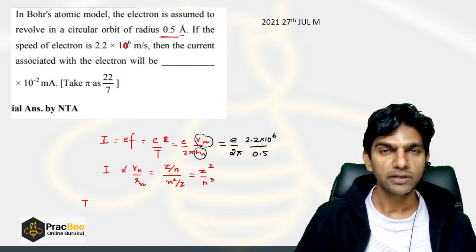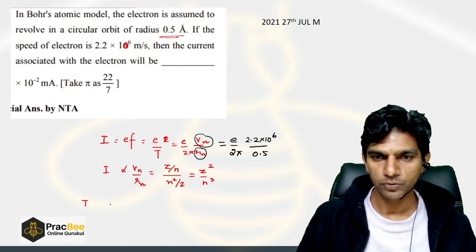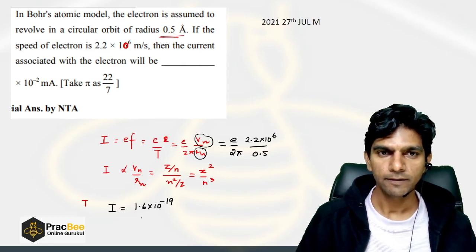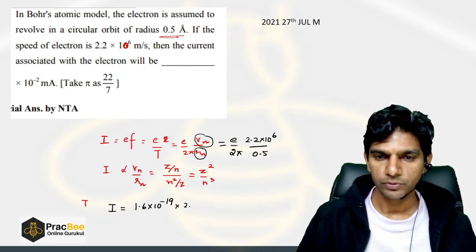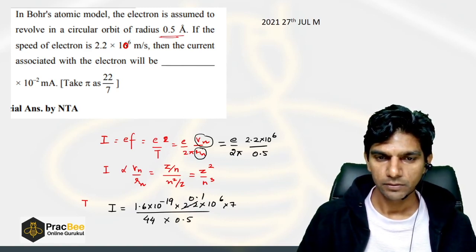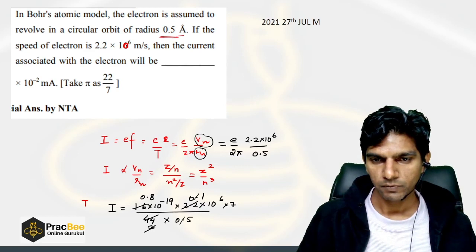Okay, right. So can you see there is a 2.2? So we can write pi as 22 by 7. So let us again calculate this. So 1.6 into 10 raised to power minus 19 times 2.2 into 10 raised to power 6. And this will be 44 by 7 times 0.5. So this will be 0.1. So this will be 2. And we get 0.8 here. And this decimal will get cancelled out.